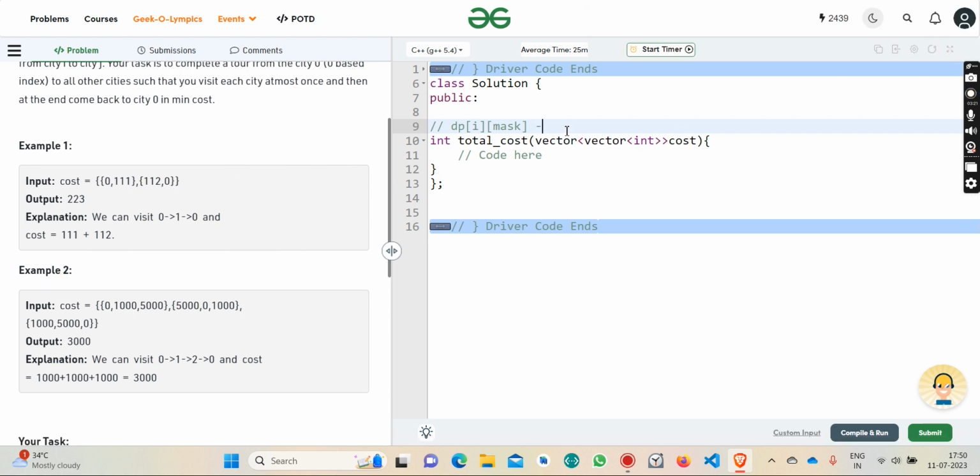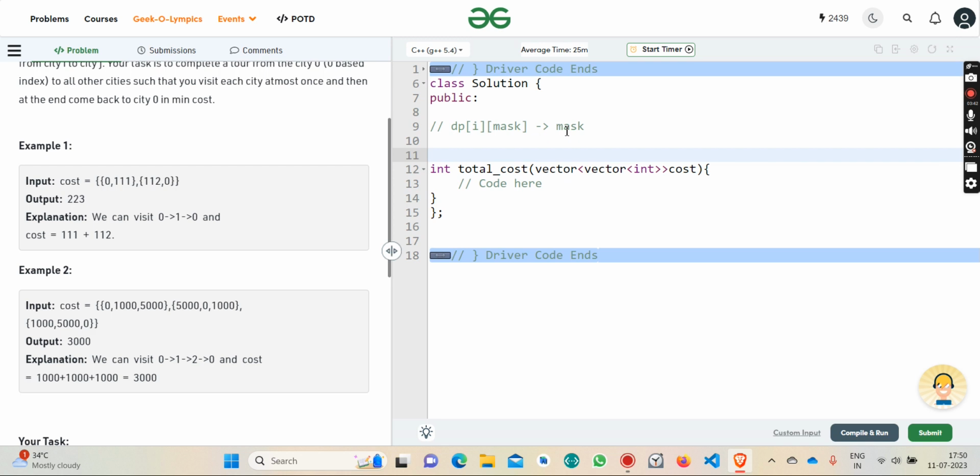I am defining first the states of the DP. What will the DP state denote? First of all, mask: through the mask we will keep track of which cities are already visited and which cities are yet to be visited. Suppose 5 cities are there.